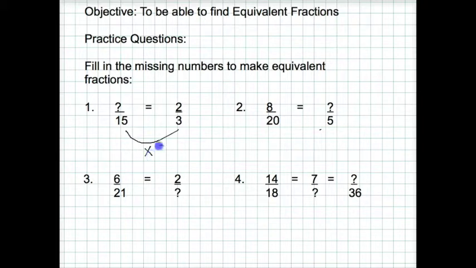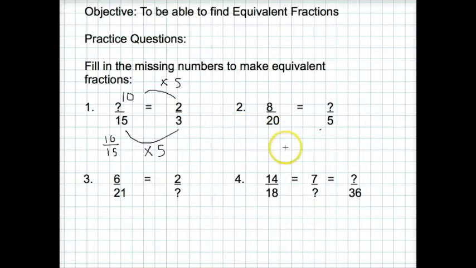Well, I've multiplied it by 5. So to keep the fraction equivalent, I must multiply the top by 5 as well. 2 times 5 is going to give me 10. So my answer for this one would be 10 over 15 as an equivalent fraction to 2/3.